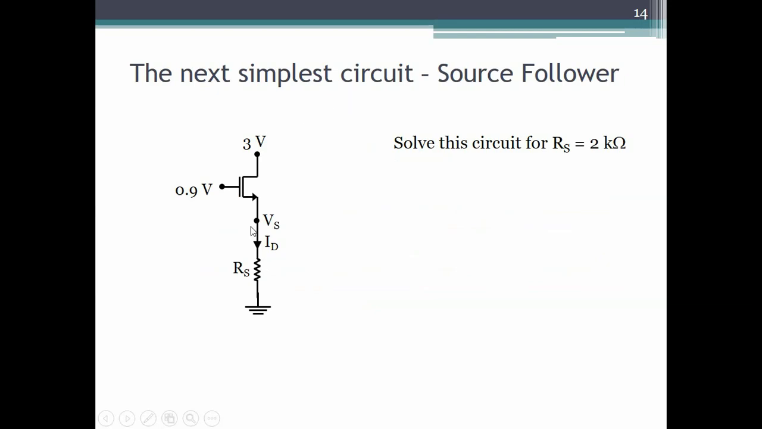In fact, this may be even simpler than the previous one. But anyway, this is as simple. This is called a source follower circuit, as we'll see later. Again, so same voltages, same resistor, but now we put the resistor in the source arm. Now please pause and solve this circuit.